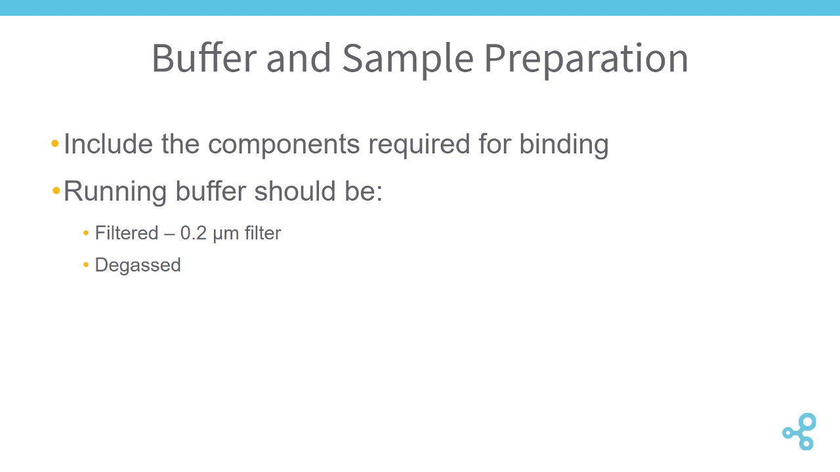The reason for filtering is that we want to make sure we have taken any particulates out of the sample so they don't cause any clogging or buildup in the tubing. With degassing, we want to make sure there are no microbubbles that will accumulate in the system and then cause bubbles to form on the sensor surface.